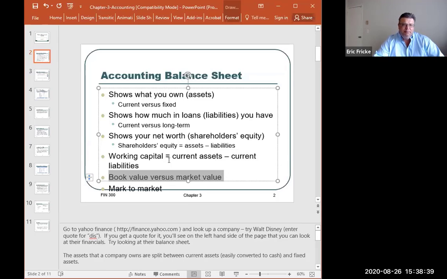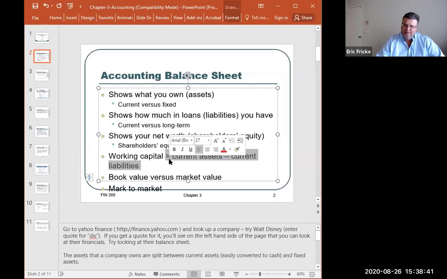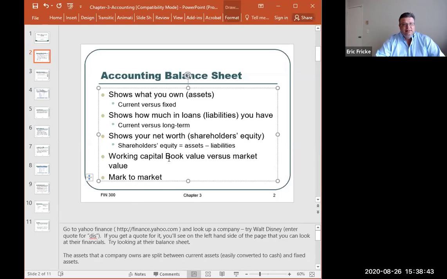And another aspect of the balance sheet is mark to market.